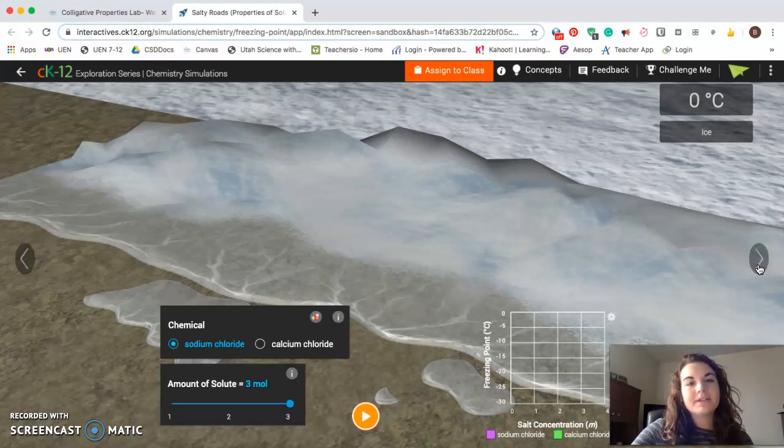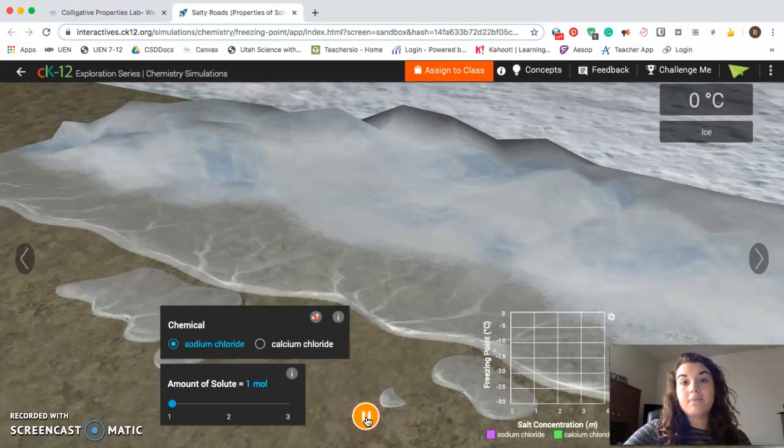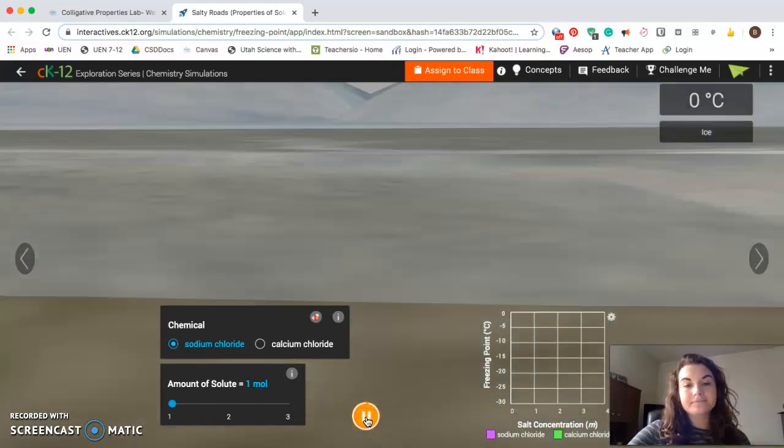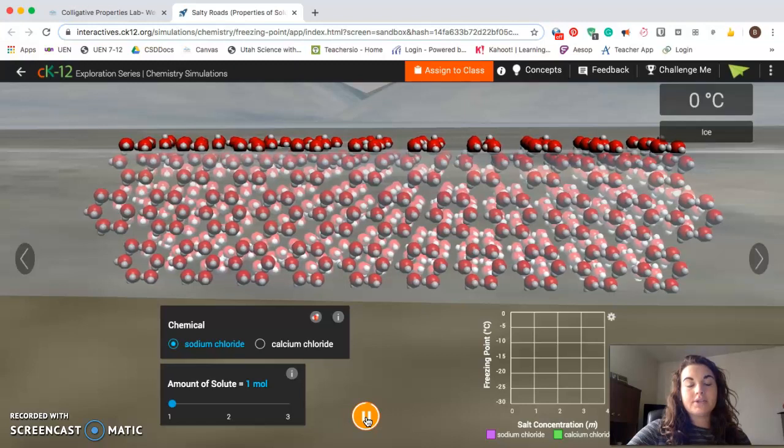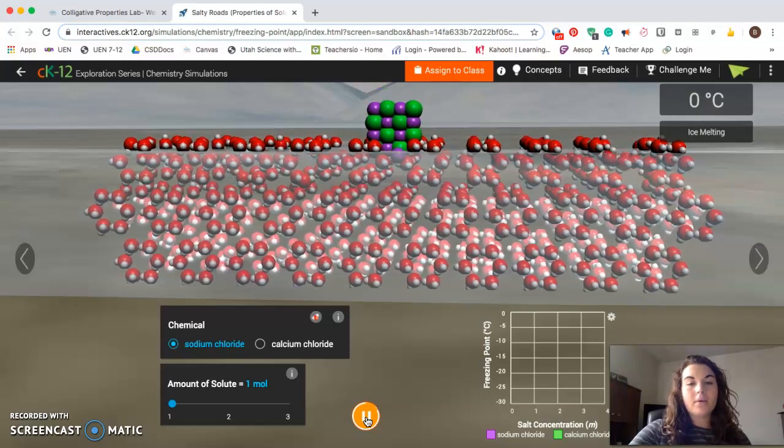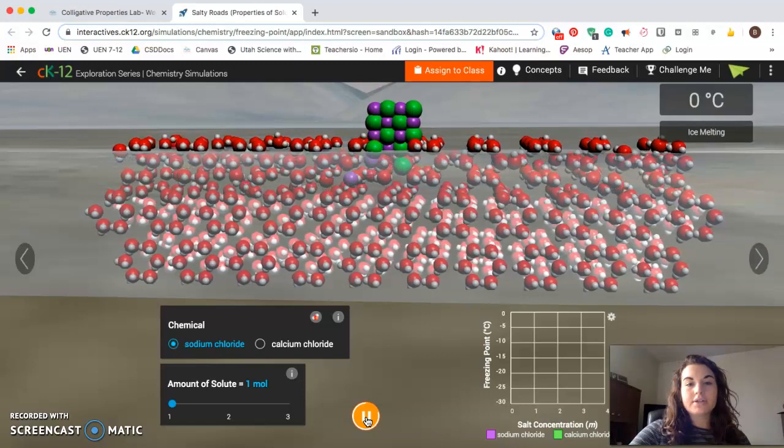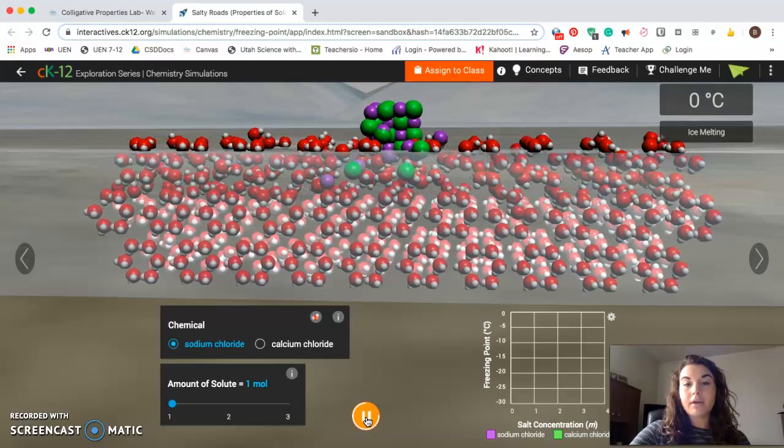So what you're going to be doing is you're going to run 6 different simulations. We are going to first start with just 1 mole of sodium chloride. So arrange that to 1 mole of sodium chloride, and then we're going to press play and see what happens. It's going to drop down 1 big chunk of sodium chloride, and we're going to see what the water molecules start to do when they interact with sodium chloride.